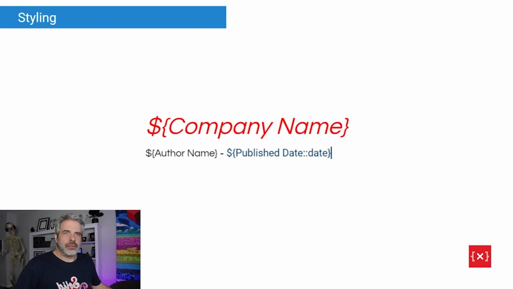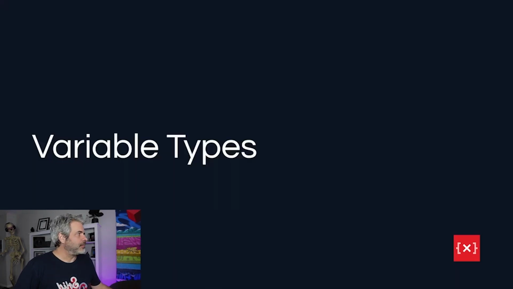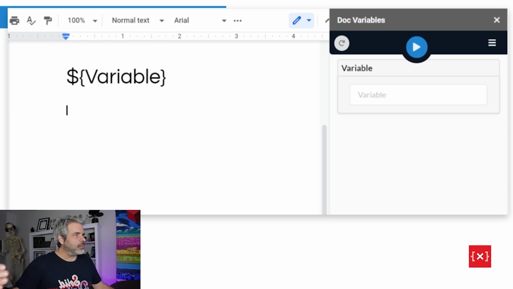Let's go into some of the basic variable types. The easiest, default variable type we'll talk about first is just the text. Like I said, it's just the name of the variable. It'll create a text form field element on the side, and that's the most basic.